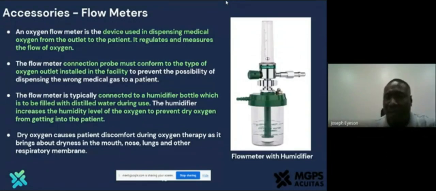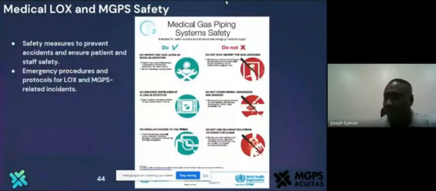There's a right way of using the flow meter and the humidifier, just to regulate, because you are giving out pressure in the pipelines, but you're not giving pressure to the patient. You give flow. So it's very important as a biomedical engineer to know how much flow you are giving to the patient.